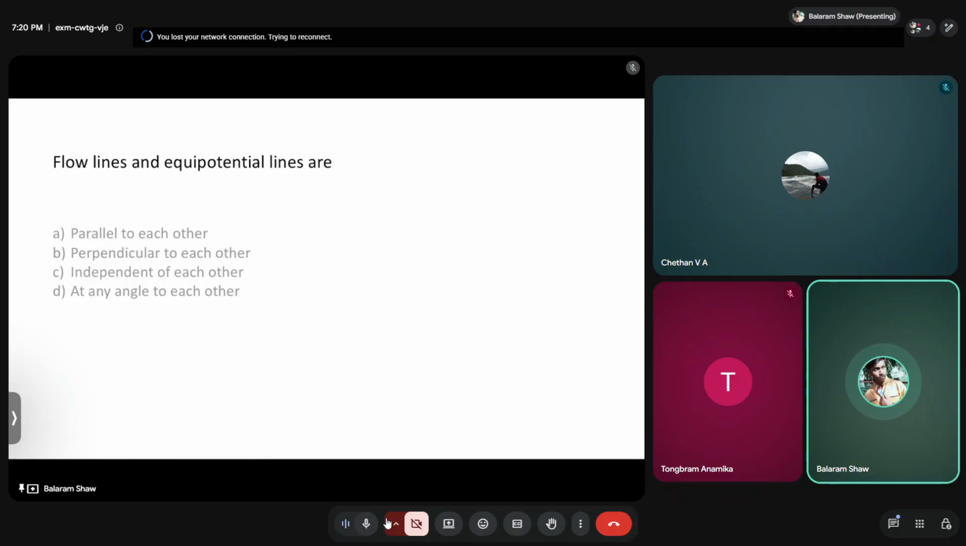In the flow net, we saw, what was the question? The question is, flow lines and equipotential lines are, option A, parallel to each other. Option B is perpendicular to each other. Option C is independent of each other. Option D is at any angle to each other.